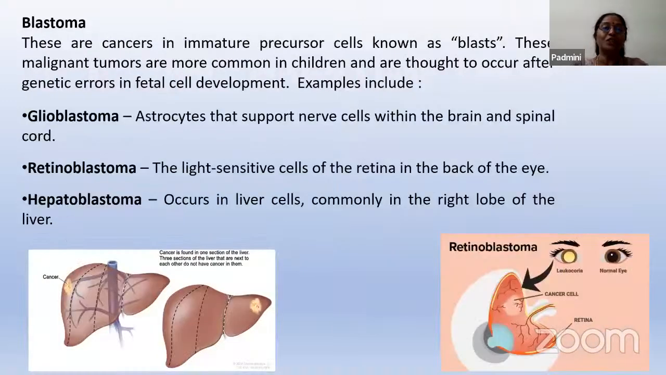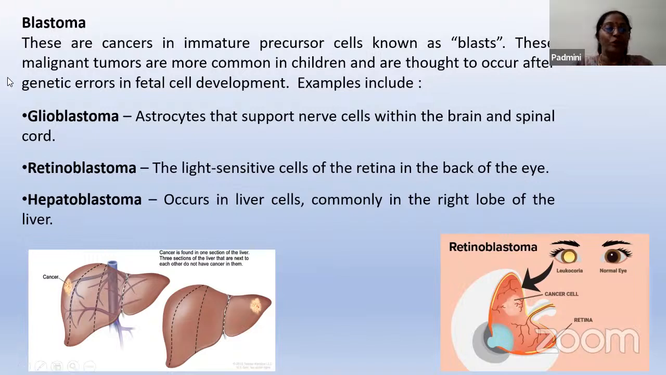Then the next one is blastoma. Blast, that is the immature cells. Remember, blast, clast, and cytes. So immature cells are called blast cells. Any cancer that is produced in the immature precursor cells is called a blastoma. These malignant tumors are common in children because in children you have new immature cells forming a lot. So mostly you find this type of cancer in children, and it is also thought that it can occur due to some genetic error in fetal cell development.